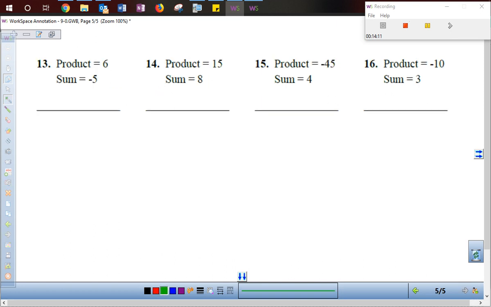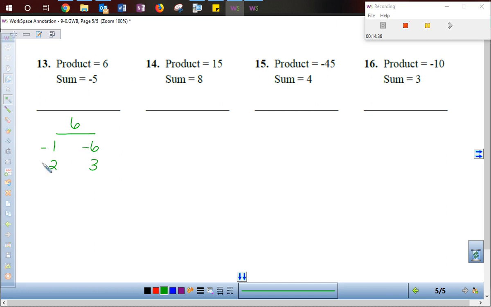On number 13, let's try it again. We want the product of 6 and a sum of negative 5. So let's start by finding the factors of 6. Again, they're 1 and 6, 2 and 3. But notice how the sum of these numbers has to be negative. If I had 1 and 6, I don't get a negative number, which means that I need to be dealing with the negative factors.